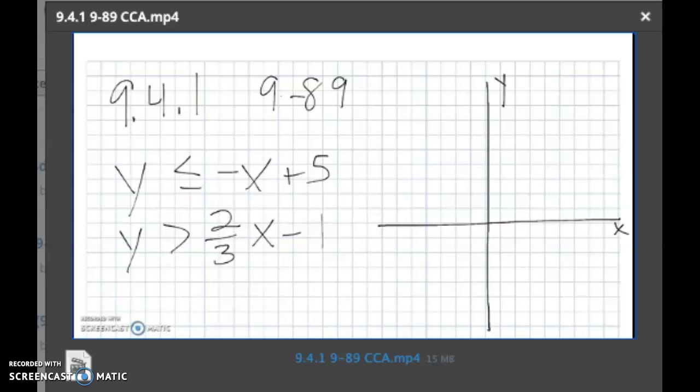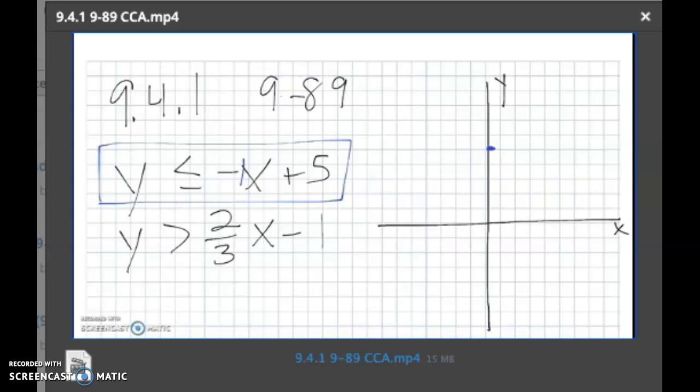So I have y is less than or equal to negative x plus 5. I'm going to do this one in blue. Again, I'm graphing that boundary line, so I'm pretending I have y equals negative x plus 5. I know the starting point for this line is at 5. That's my y-intercept. And I know my slope is negative 1, so negative 1 over 1.